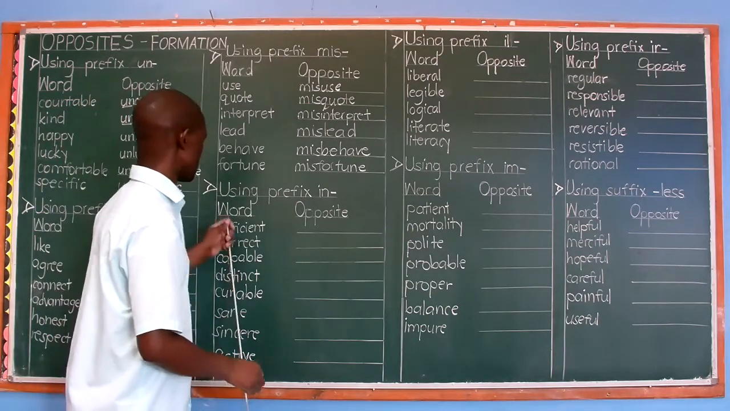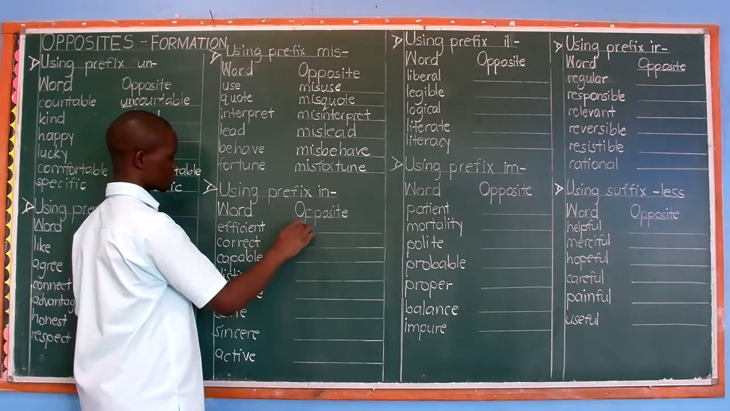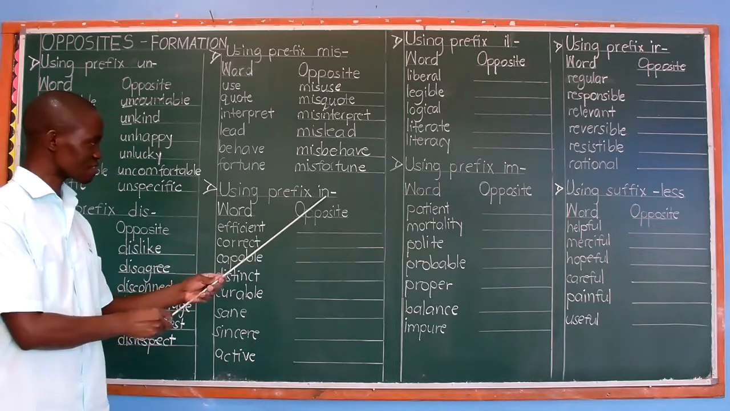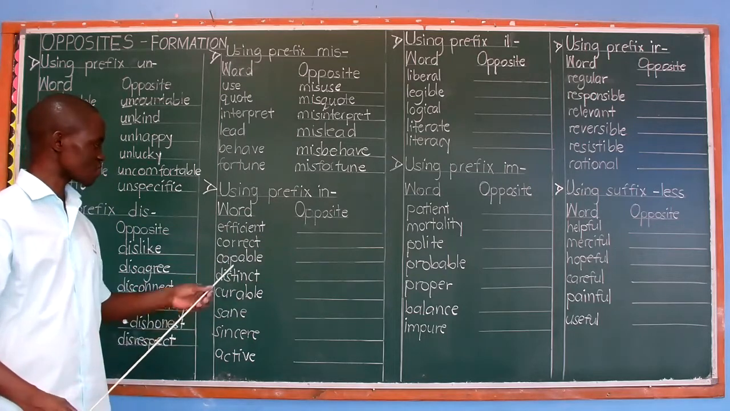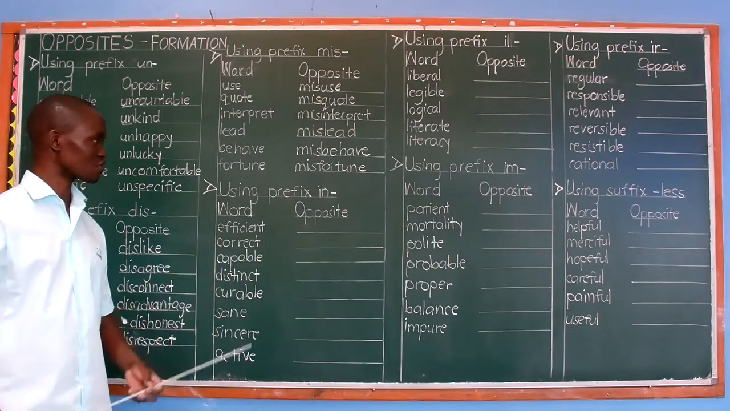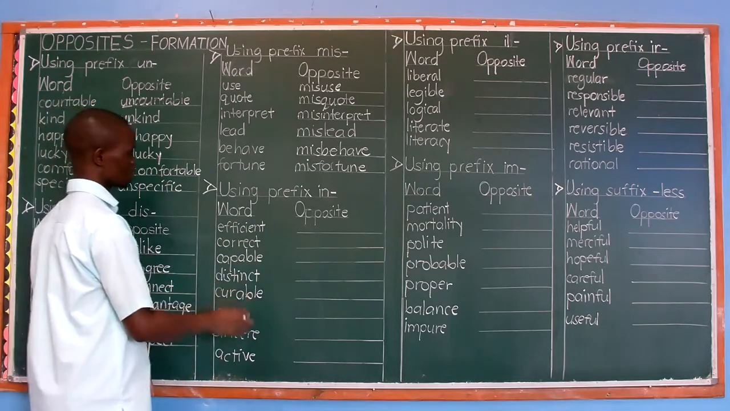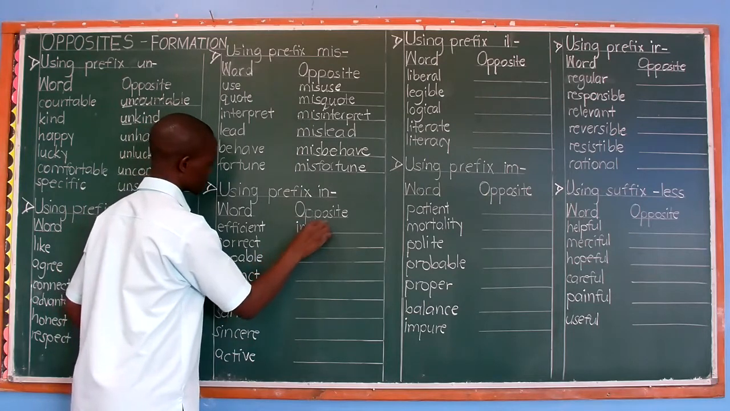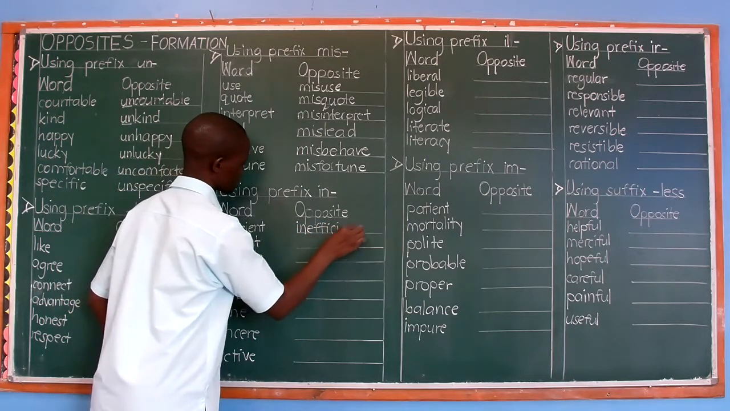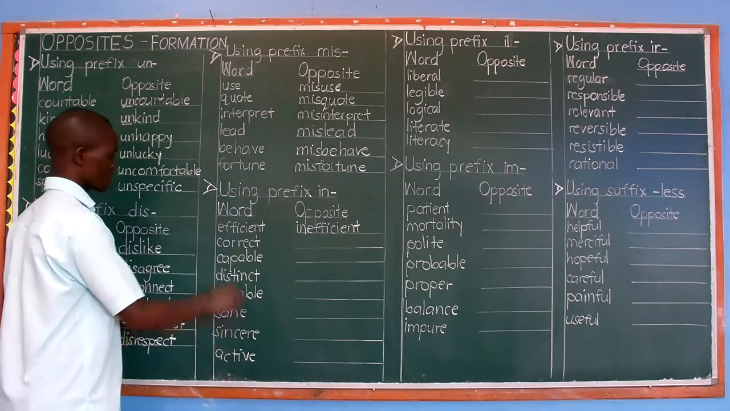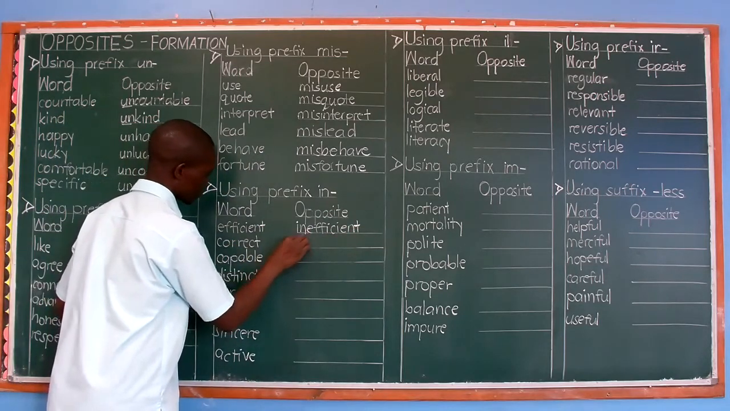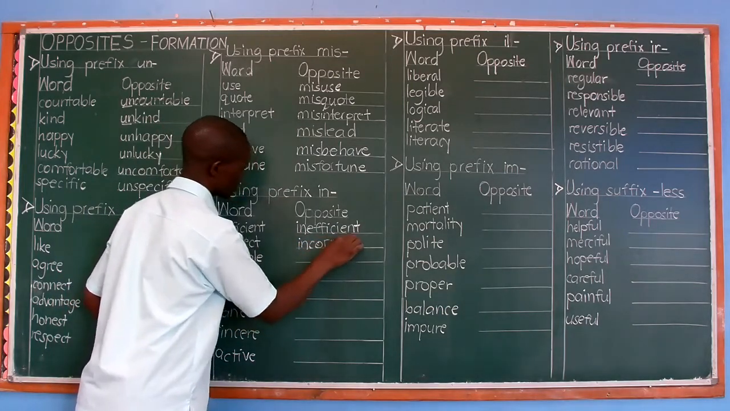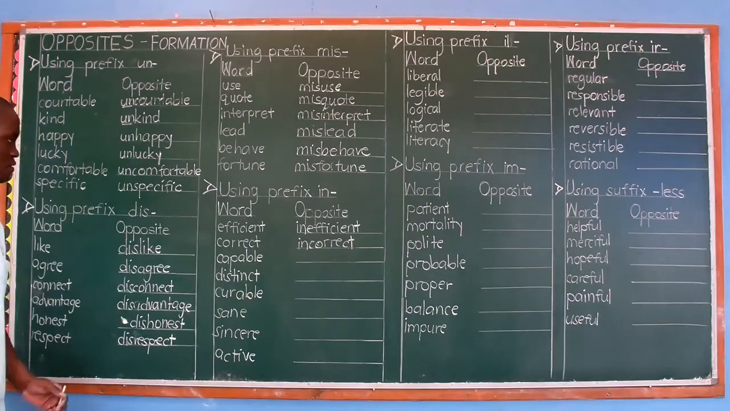Prefix in. This is the word that we are going to form its opposite using prefix in. A letter or letters, in this case they are letters, added to the beginning of a word to change its meaning, to form its opposite. That is a prefix. Efficient, in, plus the word itself, to form its opposite as inefficient. Correct, in, our prefix, plus the word itself, correct, and we are done with its opposite, which is incorrect.